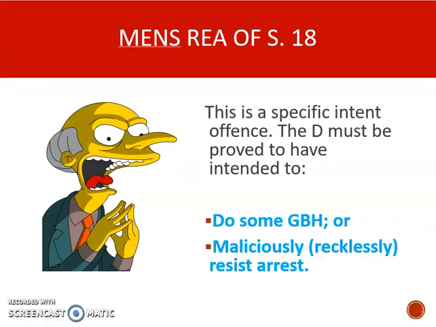The key difference then between a Section 20 and a Section 18, as I've said, is the mens rea, so we need to have a look at that. So a Section 18 is a specific intent offence, and that means we have to prove that the defendant intended. Recklessness is not enough here. They intended to do some GBH. And the other weird thing about Section 18, or they maliciously resisted arrest.